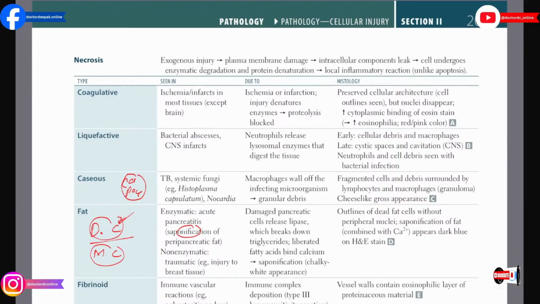But what happens in metastatic calcification? Metastatic calcification is the opposite of dystrophic calcification, and it occurs when serum calcium or phosphate level is high. So when the serum calcium level is high, it is going to deposit on normal tissue. This is called metastatic calcification. In dystrophic calcification, please always remember, the serum calcium level is normal, but the tissue is abnormal. But in metastatic calcification, serum calcium is high, but the tissue is normal. So this is the difference between dystrophic and metastatic calcification.